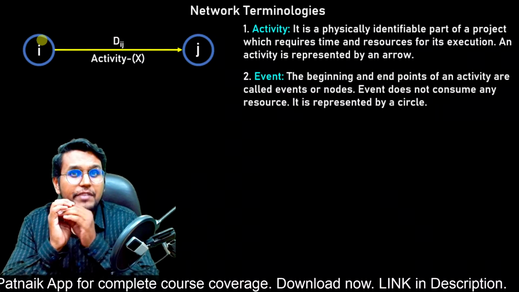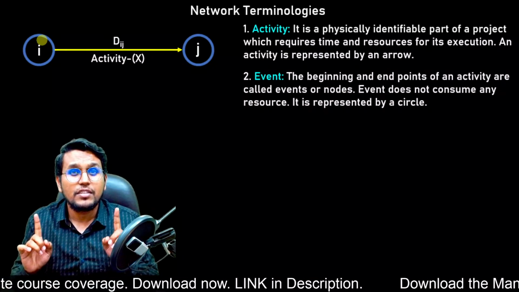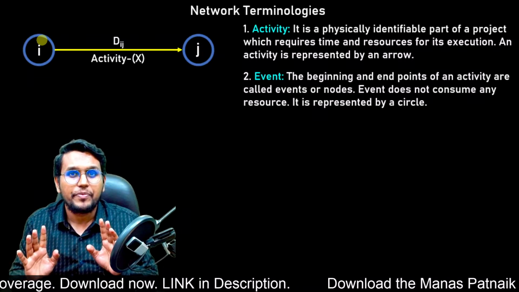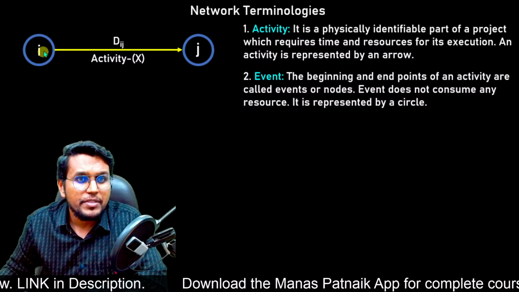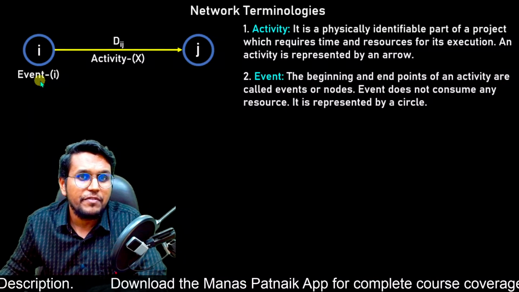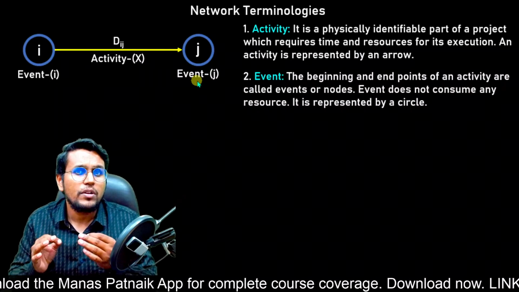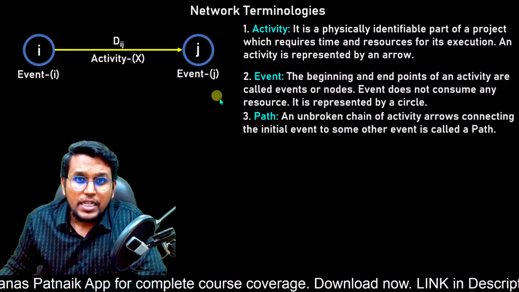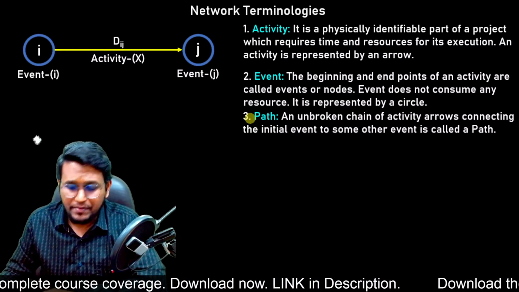But an event is an instance of time, so it does not consume any more time. Okay, so we need to keep these things in mind, and they are represented by a circle. So this is event i, event j, or we can call it node i or node j. Next is the path. A path is an unbroken chain of activities.